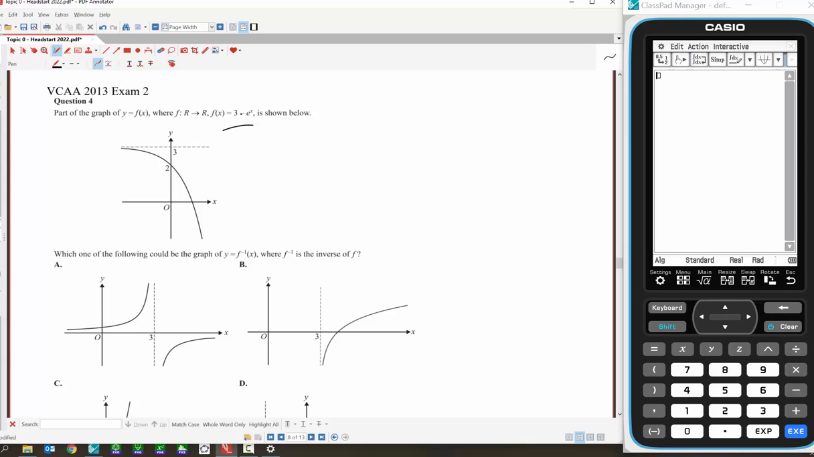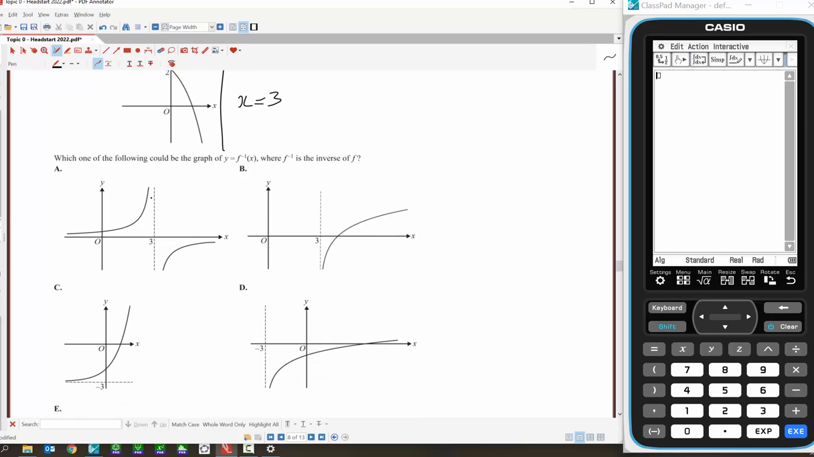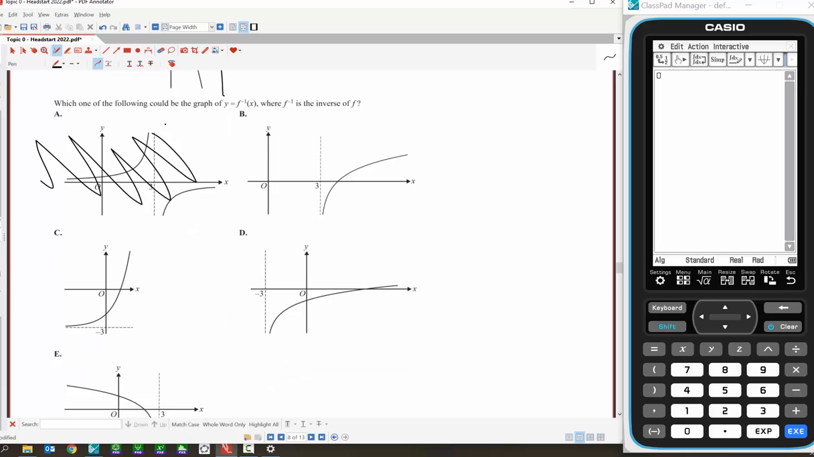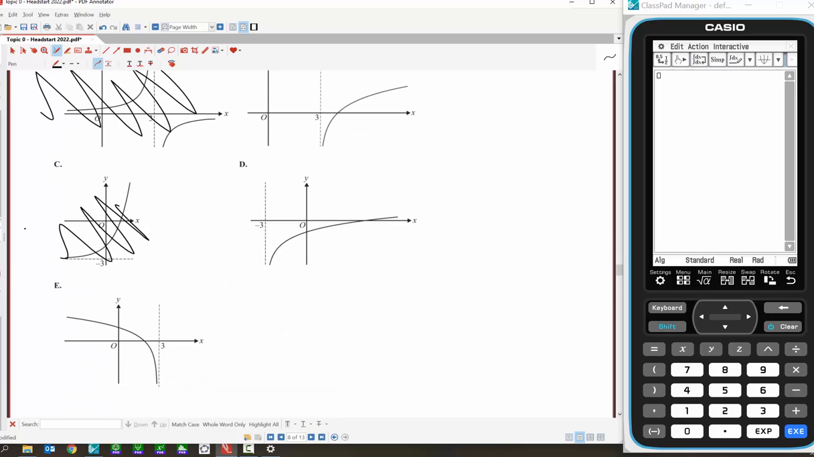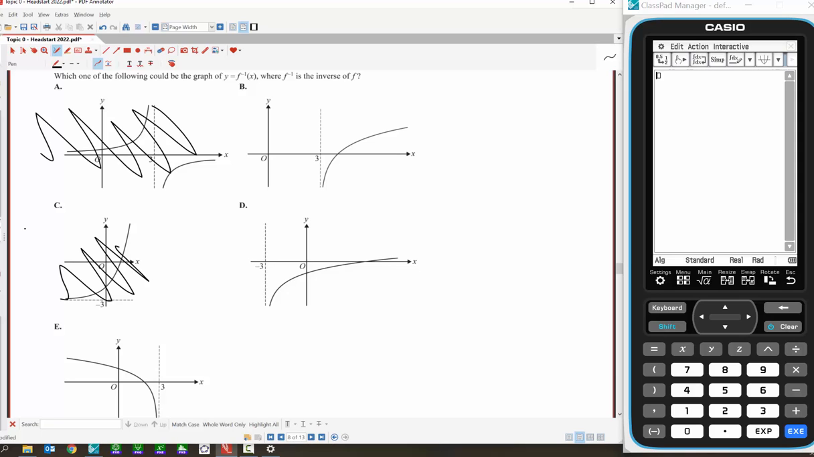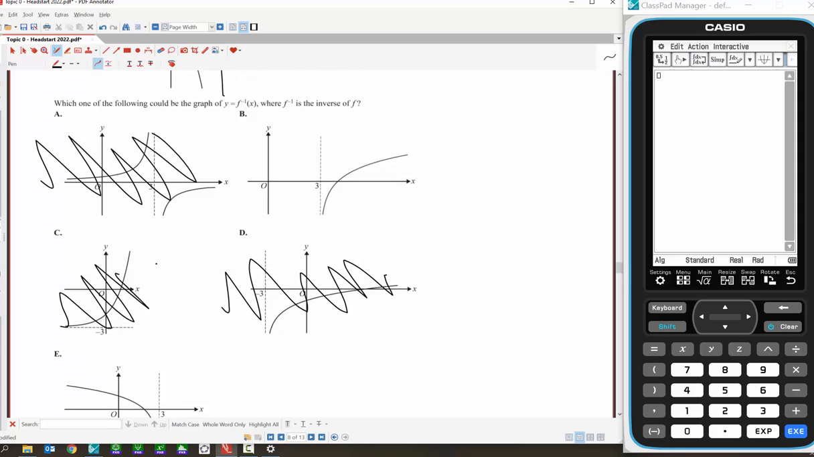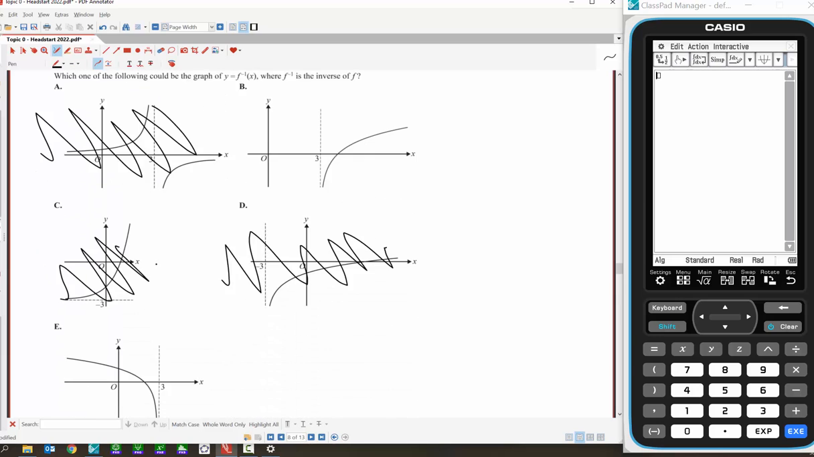Now, what it also means is that this function here has an asymptote along the line y equals 3. When we swap x and y, that'll have an asymptote at x equals 3. Alright, so that's important because this can't be the answer, because that's a hyperbola and the inverse of an exponential is a logarithm. This can't be the answer because it has a horizontal asymptote, and this one can't be the answer because the asymptote should be at x equals positive 3, not negative 3. So we're down to B and E.